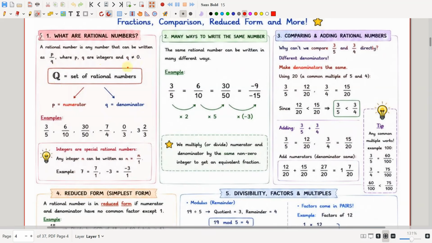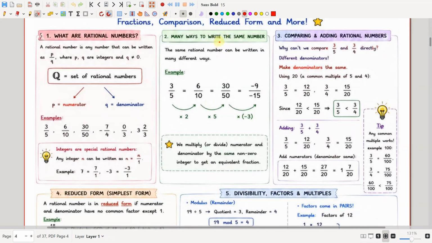Q is a set of all rational numbers where P is the numerator and Q is the denominator. So from these examples, 3 is the numerator, 5 is the denominator. 6 is the numerator, 10 is the denominator. Similarly, 30 is the numerator and 50 is the denominator. So integers are nothing but special rational numbers. Any integer n can be written as n by 1, or you can also write minus n by minus 1. This is what we call as rational numbers.